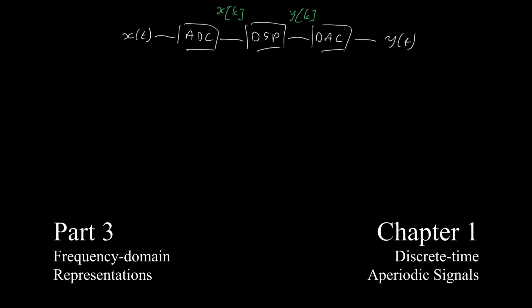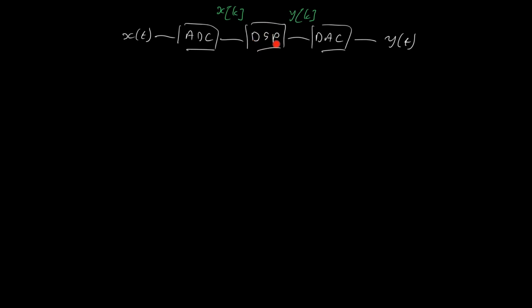Remember the fundamental question from part 1? If we process our signal using digital signal processing techniques in the middle here, how does that affect the relationship between x(t) and y(t)? Well, we're almost in a position to be able to answer this question now.